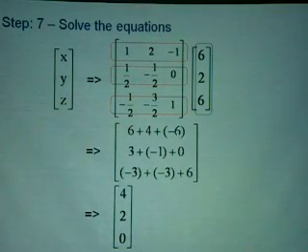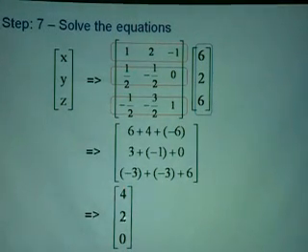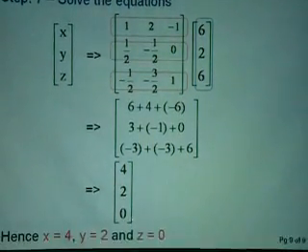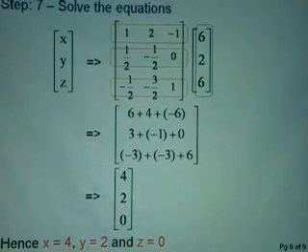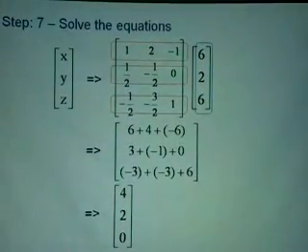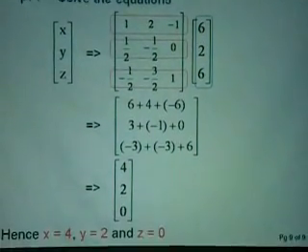Simplify: 6 eliminates with negative 6, remain 4. 3 minus 1 equals 2. Negative 3 and negative 3 will give us negative 6 plus 6 equals 0. So therefore, the answer is x equals 4, y equals 2, and z equals 0. So with that, I hope you are now able to answer assignment question number 2. Good luck.